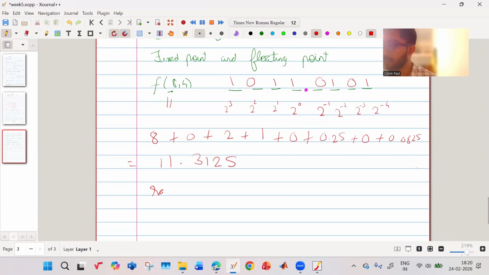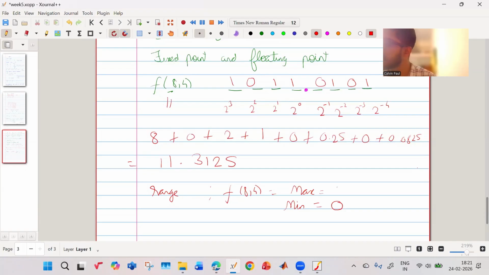So what is the range of F8,4? Range is when, what is the maximum value? What is the minimum value? Minimum value, since we are considering unsigned in this case, is 0 when all the bits are 0. Maximum value is when all the bits are 1.